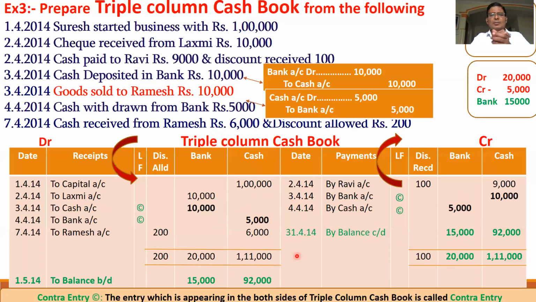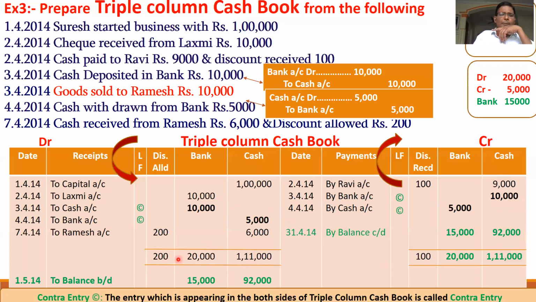Now we have to balance. To balance, first we have to balance the cash account. Add the total cash column: 1 lakh, 1 lakh 5,000, 1 lakh 11,000. So 1,11,000 on the debit side. The credit side cash column is 19,000. So 1,11,000 minus 19,000, 92,000 is the cash balance.